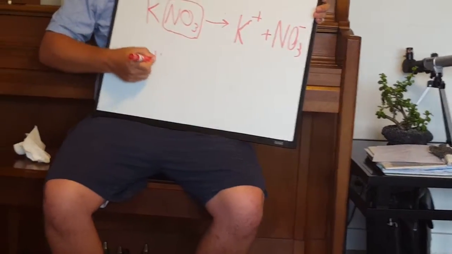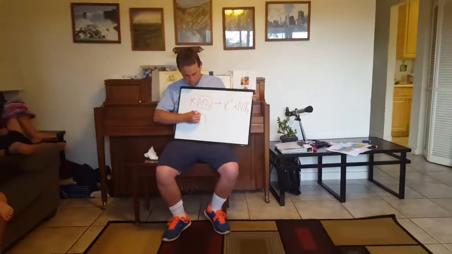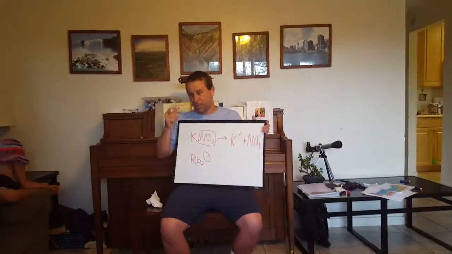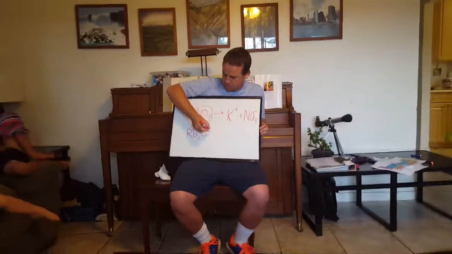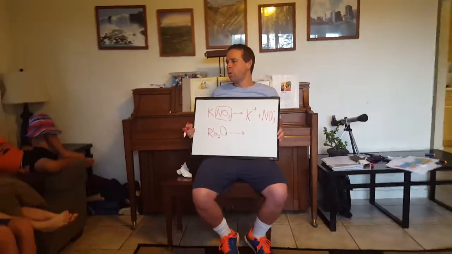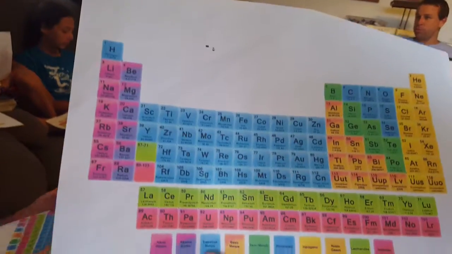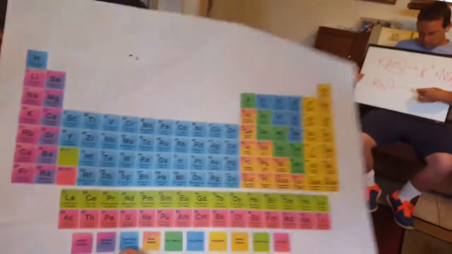Rb2O. What do you think the name of this compound is? Rb2O. Very good. Rubidium oxide. This is rubidium oxide.